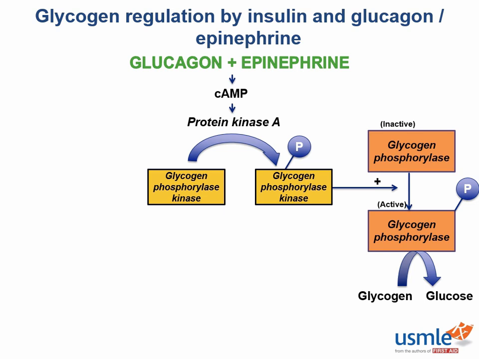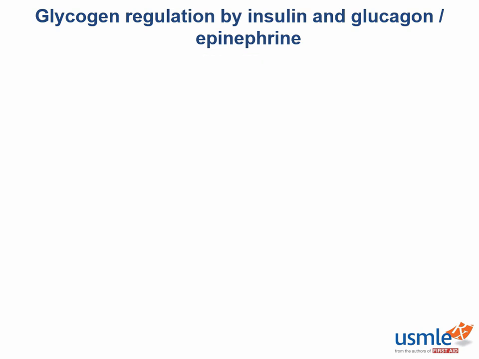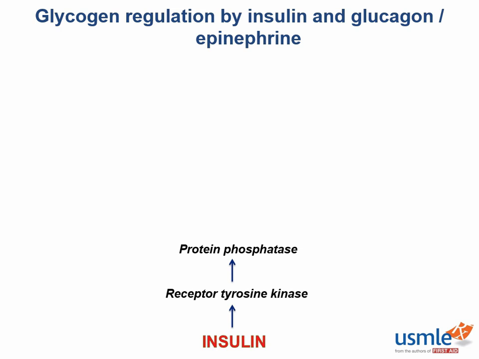Now with all that said, what do you think happens in the fed or hyperglycemic state? Well, when blood sugar levels are high, insulin is secreted from pancreatic beta cells. And insulin here activates a receptor tyrosine kinase, causing dimerization, which sets off an intracellular signaling cascade, which results in the activation of two protein phosphatases. And do you happen to remember what phosphatases do? There you go, they dephosphorylate things.